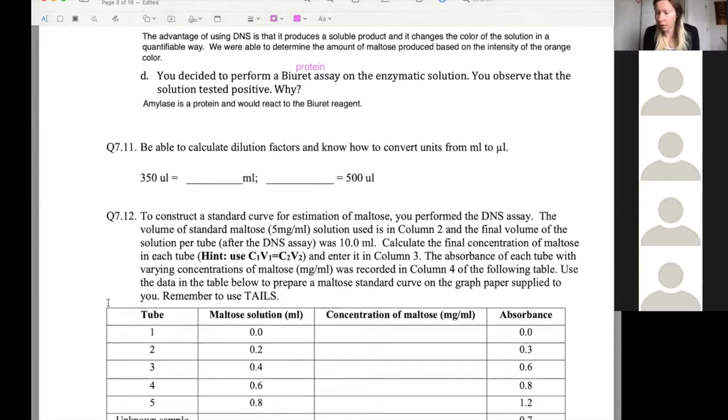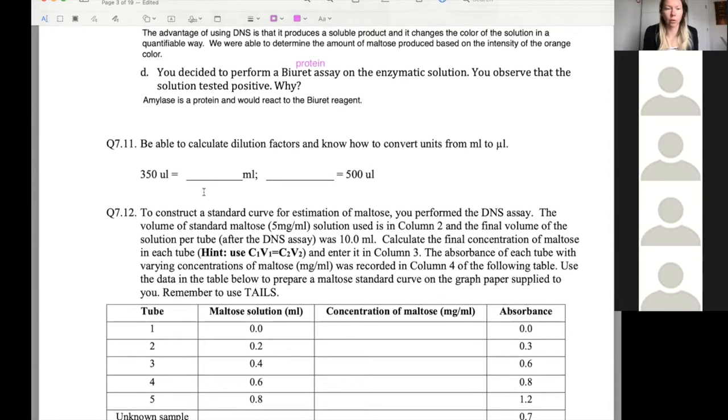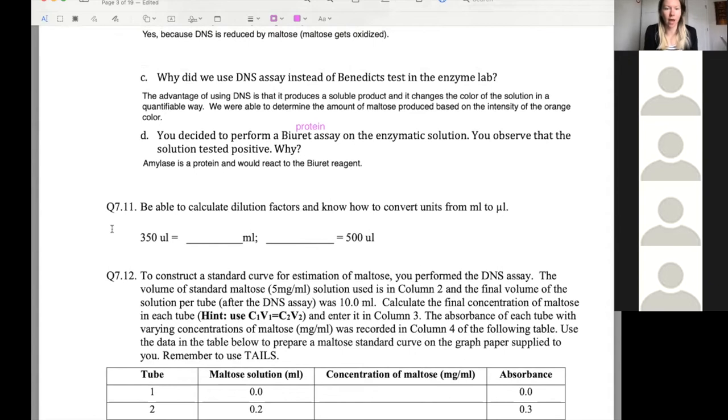Okay. It's always important to review our dilution math, or calculating conversions between units and then dilutions in general, like we have here in 712. So let's start up here with some conversions between microliters and milliliters. So 350 microliters is going to be how many milliliters? It's going to be 0.35 milliliters.